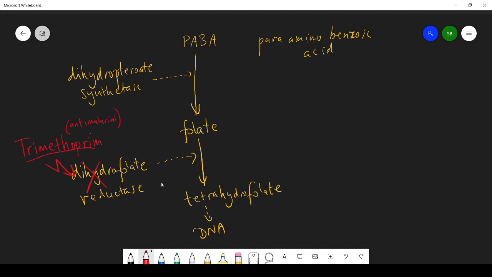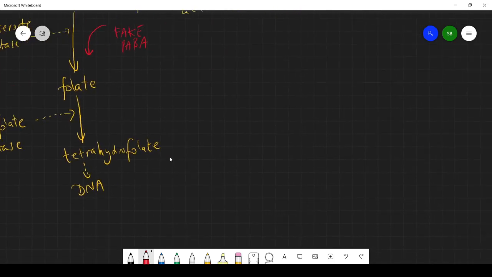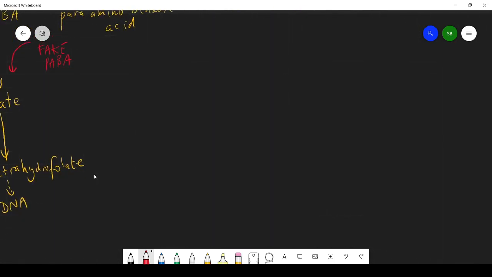The other thing you can do is to add a compound that is fake PABA. Right, so let's have a look at what I mean by that. So let's look a bit more closely at what PABA actually looks like.